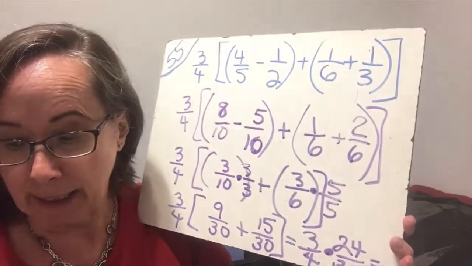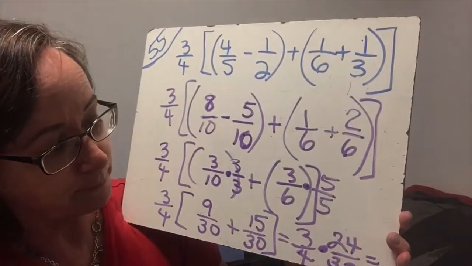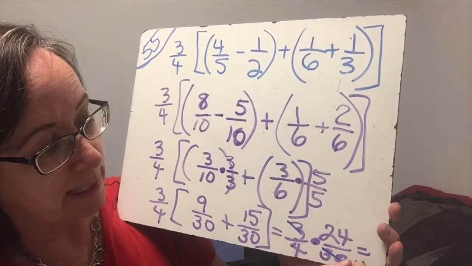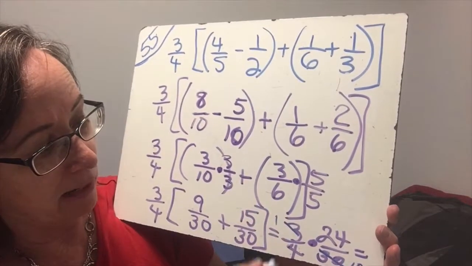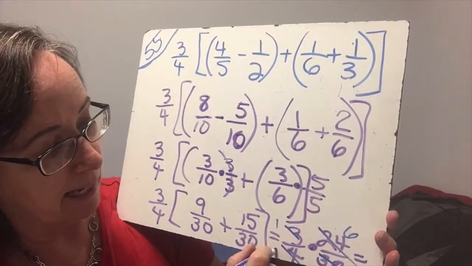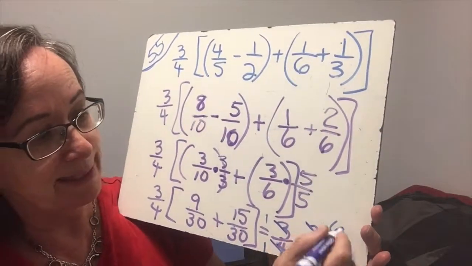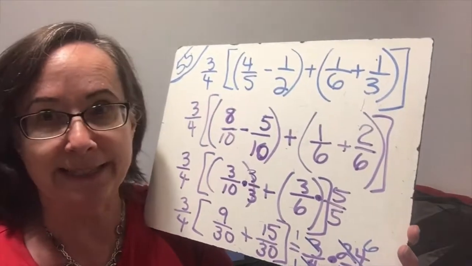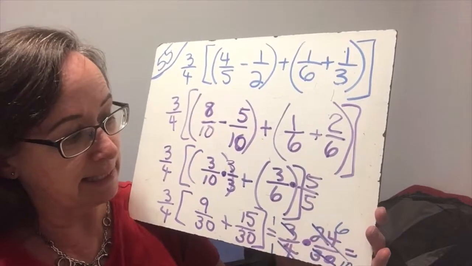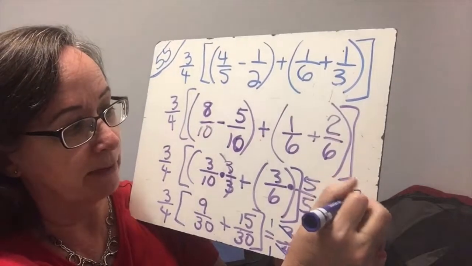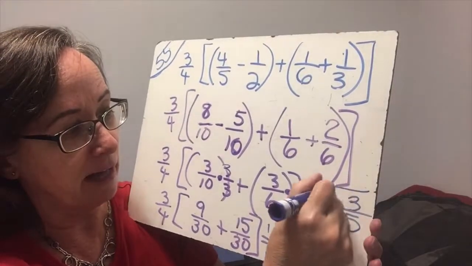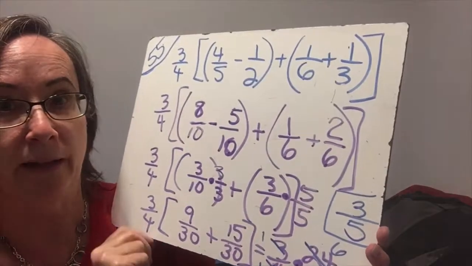So the 3, let me get a different color here. The 3 and the 30 will cancel with a 10 and a 1. And the 4 and the 24 will cancel with a 6 and a 1. So 6/10 will still simplify by 2 and 2. So divide the 6 by 2, and we're going to get a 3. And divide the 10 by 2, and we're going to get a 5. So the answer should be 3/5.